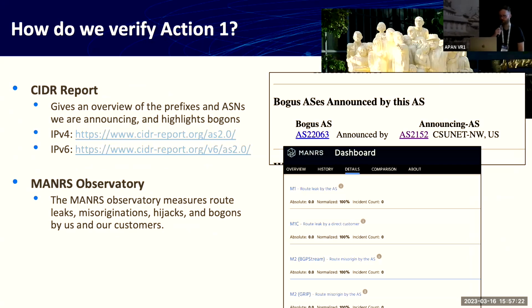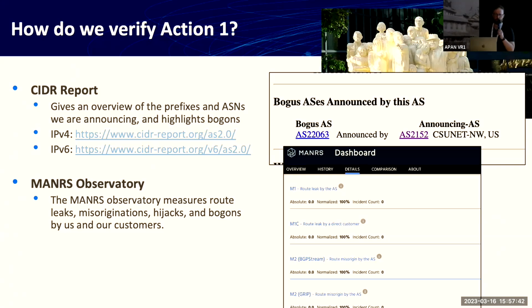How do we verify action one? Well, one way is the CIDR report. Probably many of you are familiar with this, but this covers a lot of ground. One thing in particular it's useful for is bogus address space and bogus ASNs.